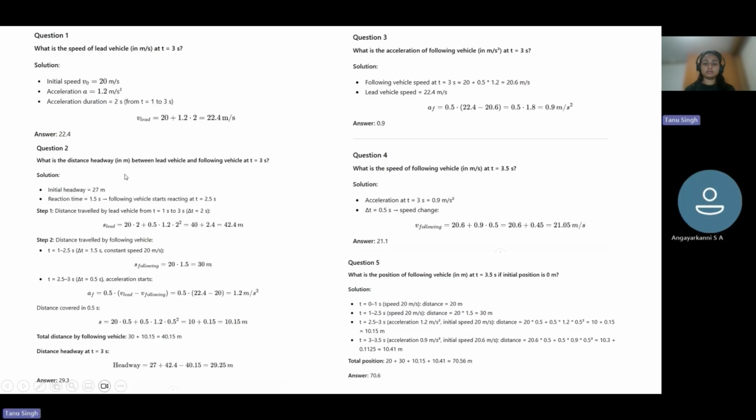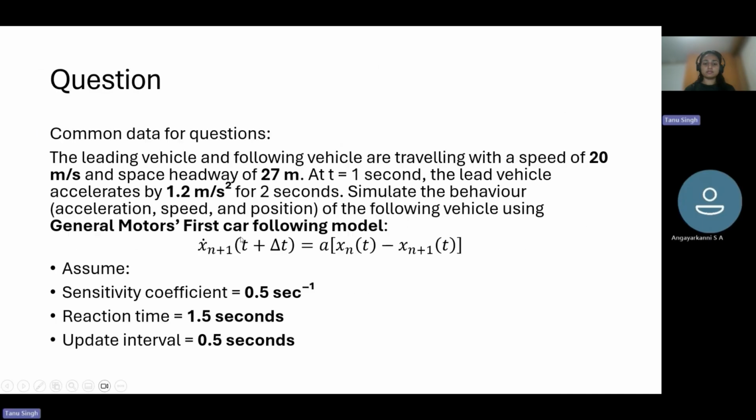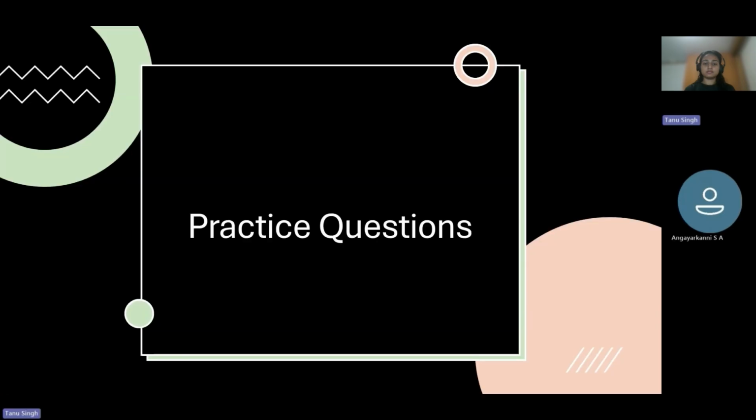The second question was to find the distance headway between the lead vehicle and following vehicle at t equals 3 seconds. The initial headway was 27 meters. Reaction time was 1.5 seconds, as given in the question. So the following vehicle starts reacting at 2.5 seconds. In the question, update interval is 0.5 and reaction time is 1.5 seconds.